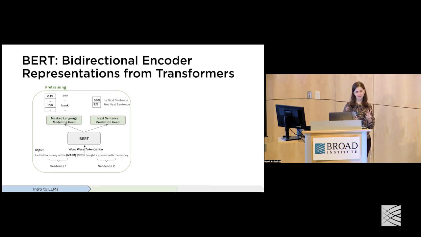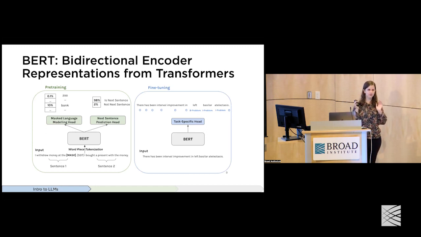BERT has two different pre-training objectives. The first is the masked language modeling objective, in which the model learns to fill in masked words in a sentence. The second objective is next sentence prediction: given two sentences, you try to predict whether sentence 2 directly follows sentence 1 in the corpus. In the example here on the slide, we'd input the sentence, "I withdrew money at the [MASK]. I bought a present with the money." We try to get BERT to learn that the masked word is actually "bank," and that yes, the second sentence does follow the first sentence.